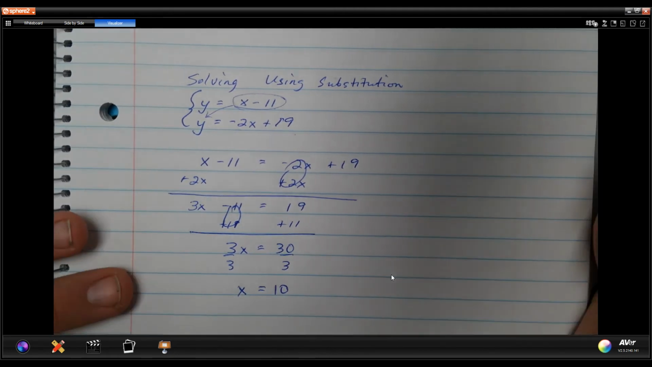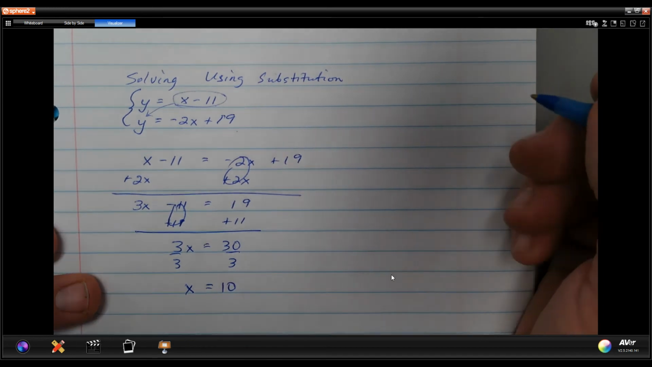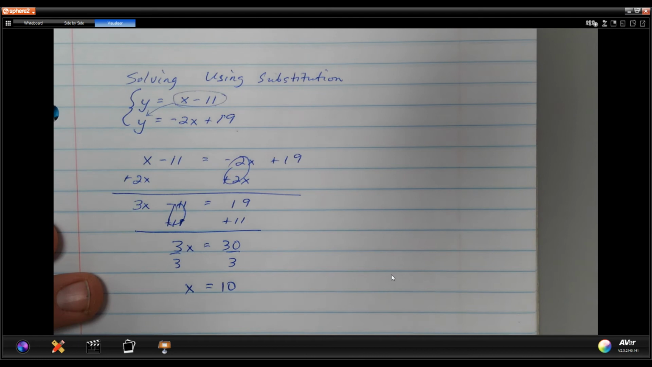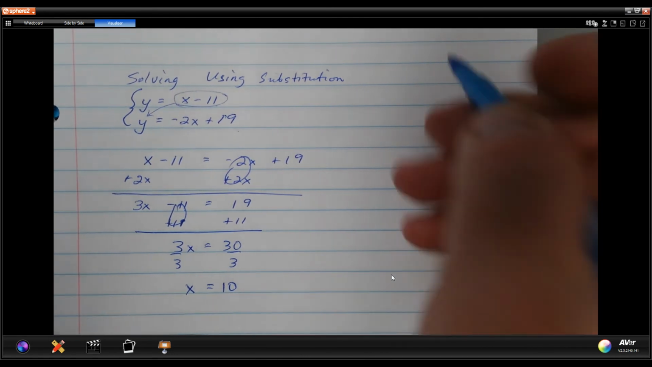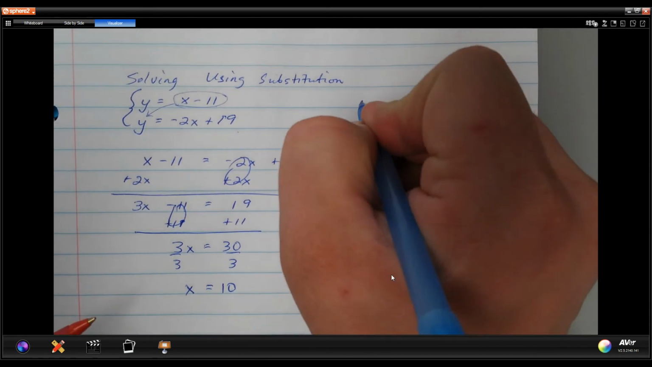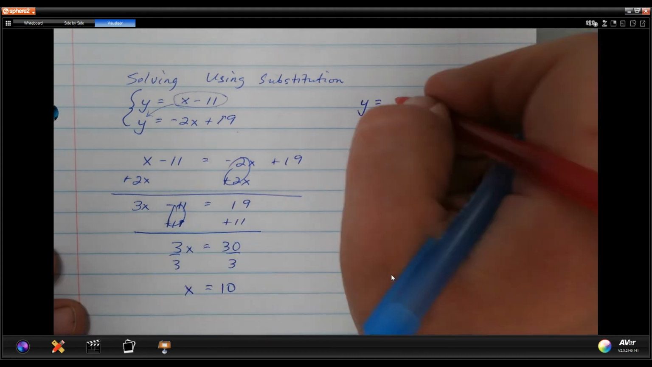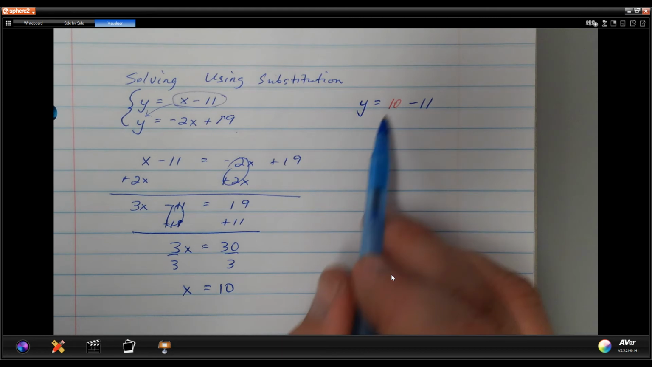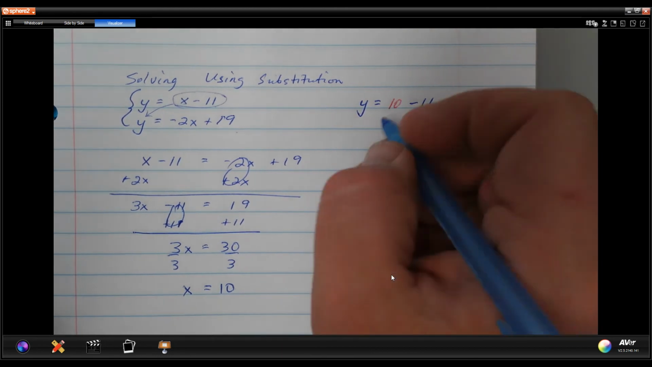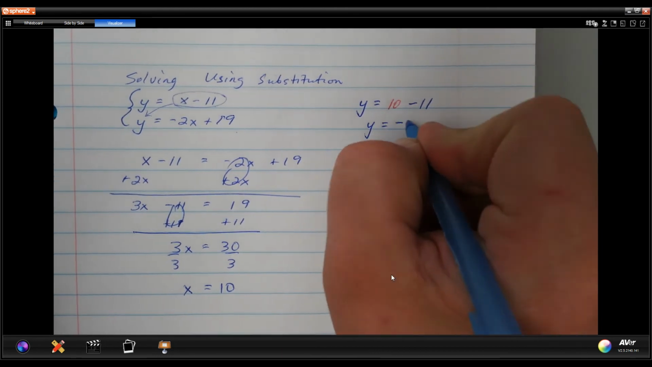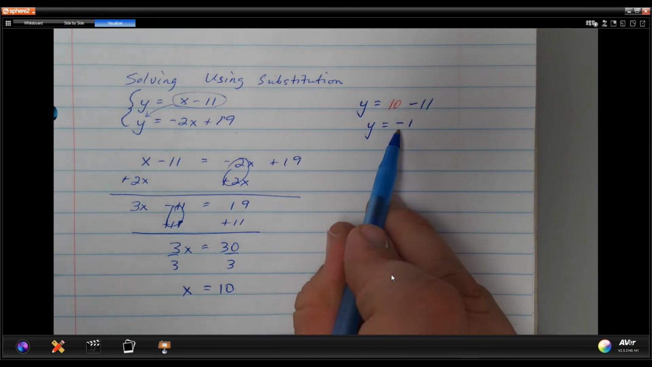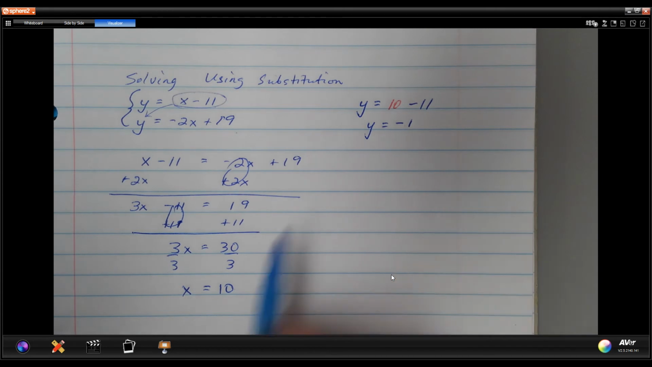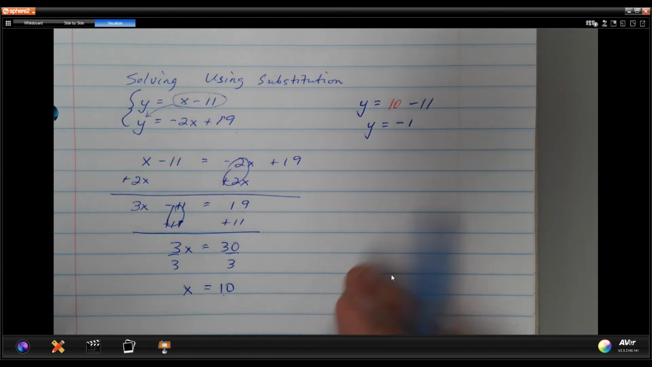Now, once I know x is equal to 10, I can use substitution again to solve for y. First off, I will go ahead and do, for my check, y equals 10 minus 11. That red value is just this value for x. This will tell me that y equals negative 1.